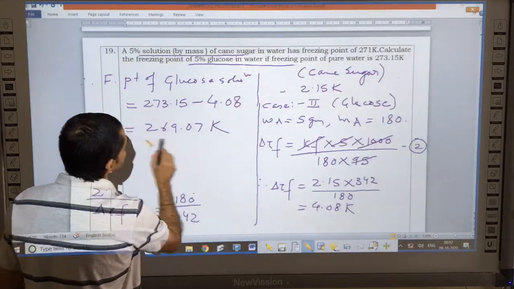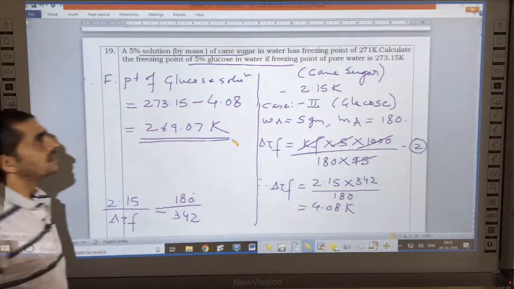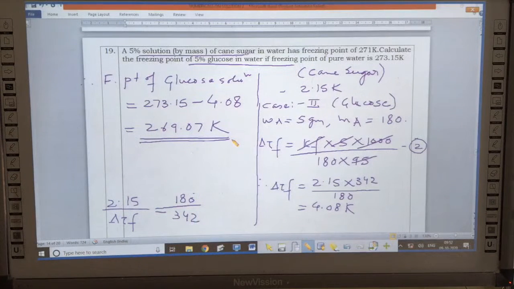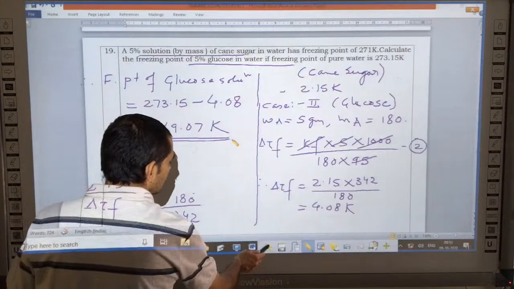269.07 Kelvin. This is the freezing point of glucose solution. Understood? Clear? Now let us move on to next numerical.